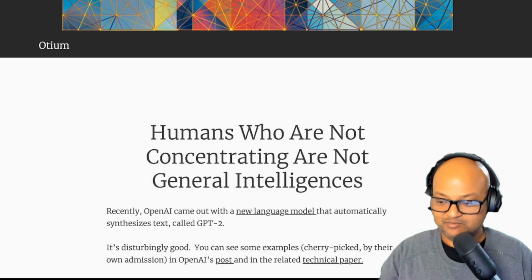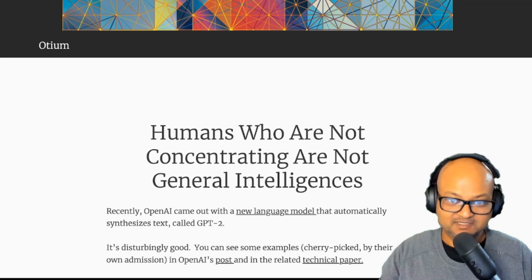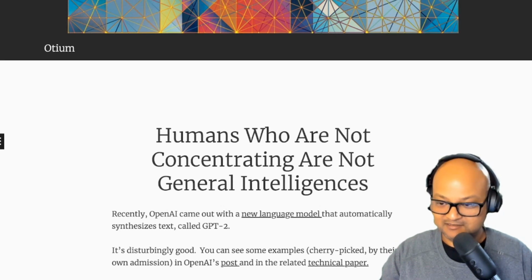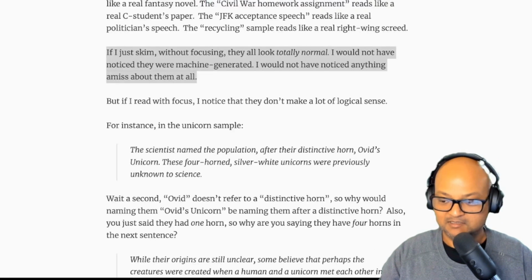And what about the output from all these prompts, the output produced by all these large language models, the prose or the images? It reminds me of this brilliant old piece. It talks about GPT-2, not even GPT-3. The title is "Humans Who Are Not Concentrating Are Not General Intelligences." Speaking of the output from the model, the author says, quote, "If I just skim without focusing, they all look totally normal. I would not have noticed they were machine generated. I would not have noticed anything amiss about them at all."